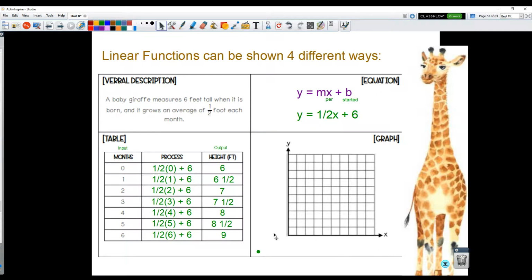However, first we need to label our axes. We know here my y axis has to do with my output, which is height in feet. My x axis has to do with my input, which is marked to be in months. So now we need to determine how we're going to scale our axes. Well, looking here, it starts at 0 to 6. So we're going to go ahead and label the x-axis by ones.